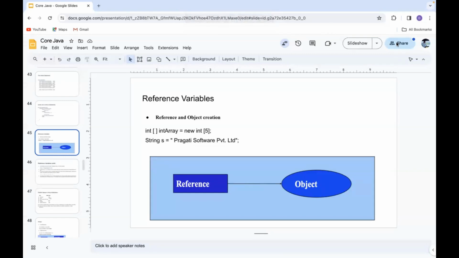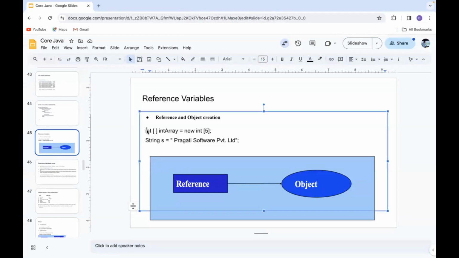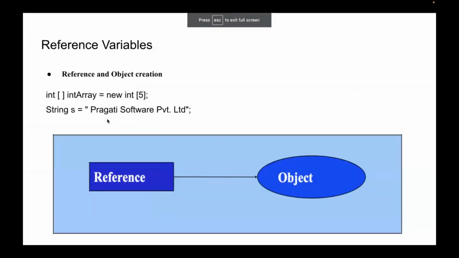See, in this slide we are seeing the same thing. You have seen this syntax, right? int square brackets int array is equal to new int 5. So 5 is basically the size of the array. When we say something like new int 5, it is basically a kind of object. And this int array is basically a reference to your object.